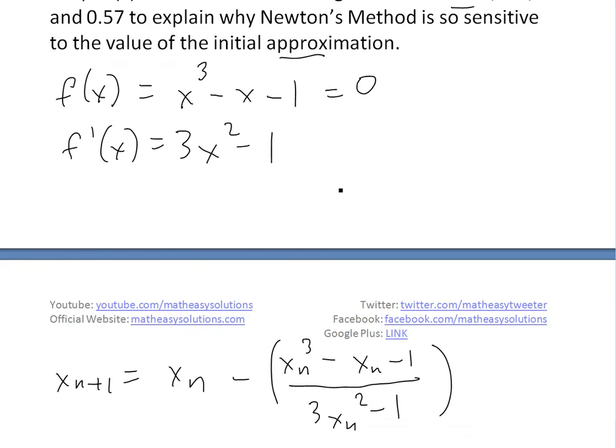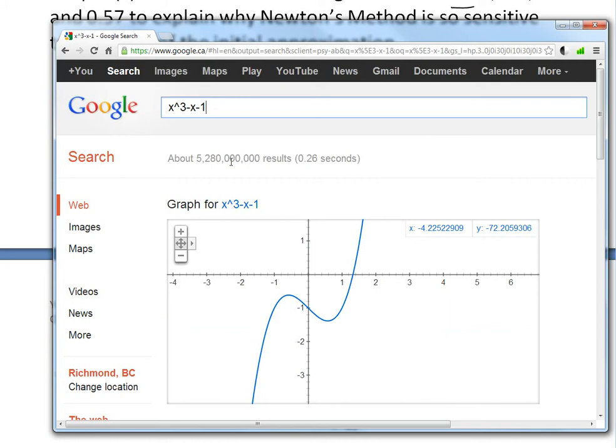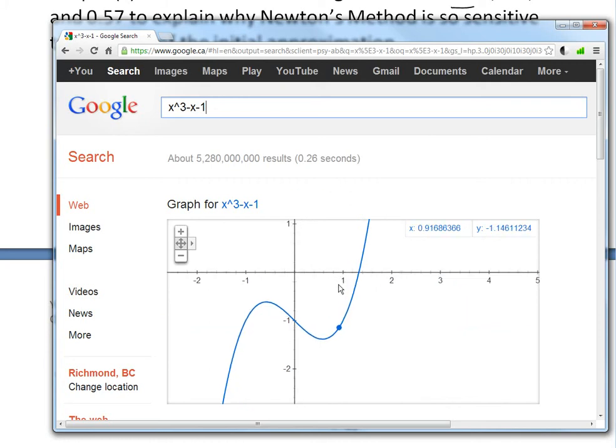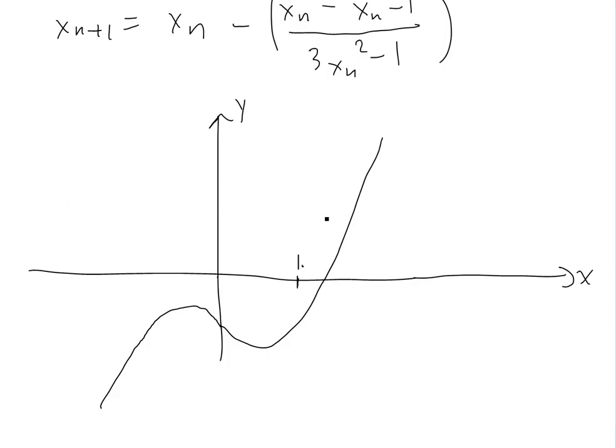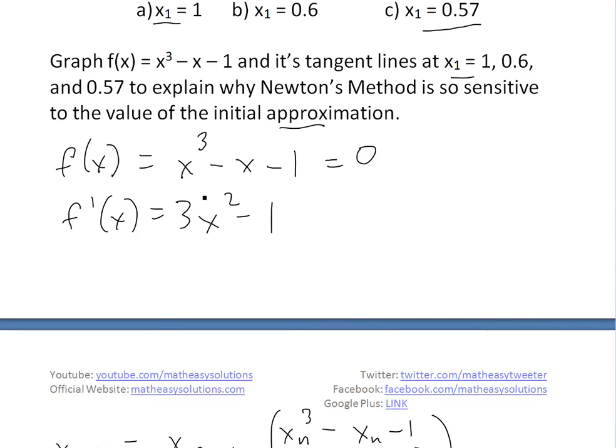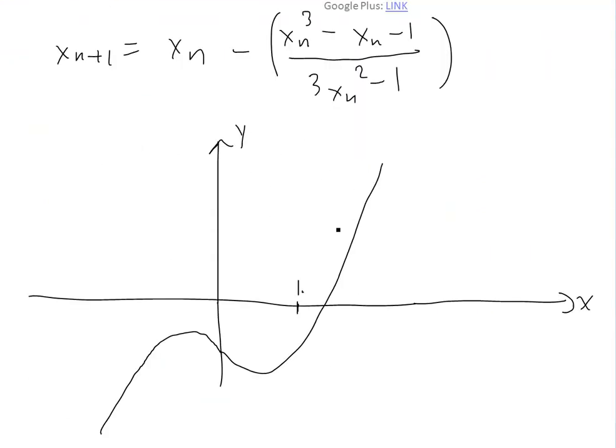Well, if you graph it, I graphed it here with Google's graphing calculator. As you can see how it looks, the initial value is 1 here, and this other one is roughly 0.57, or 0.58. So if I draw this manually, this is the function here. And now if you were to draw the tangent lines, let's say at x equals 1, remember, this is the root when you graph it, you can see it visually.